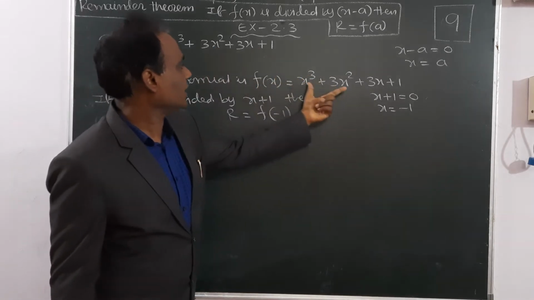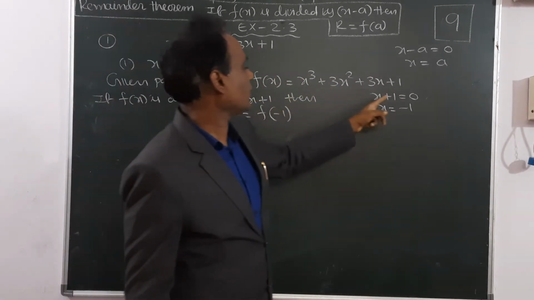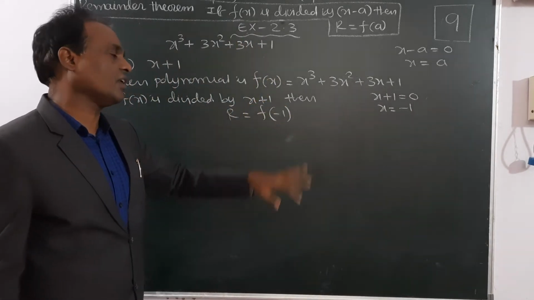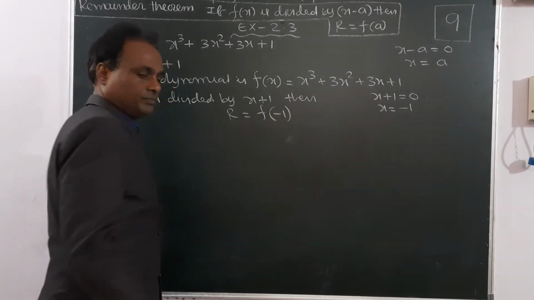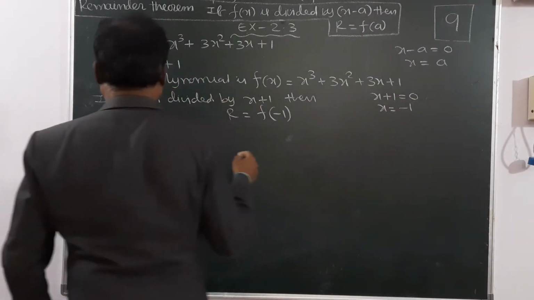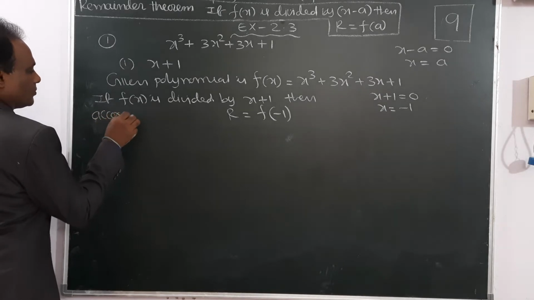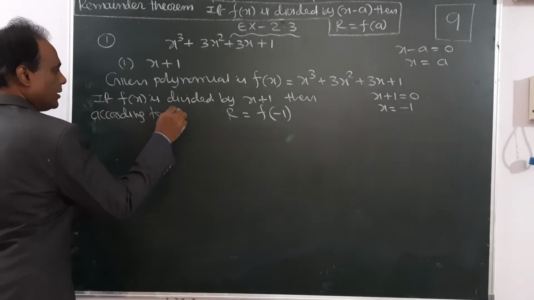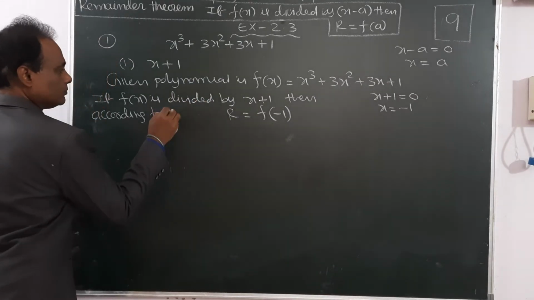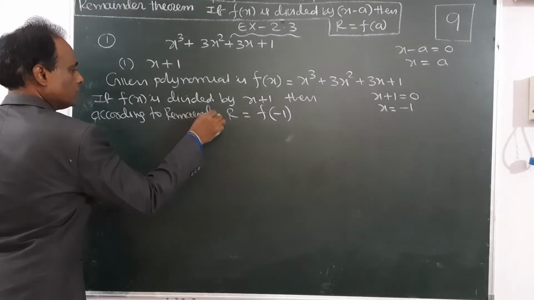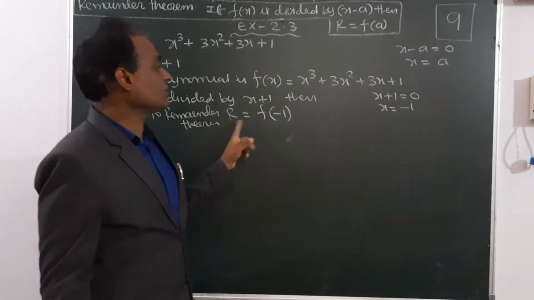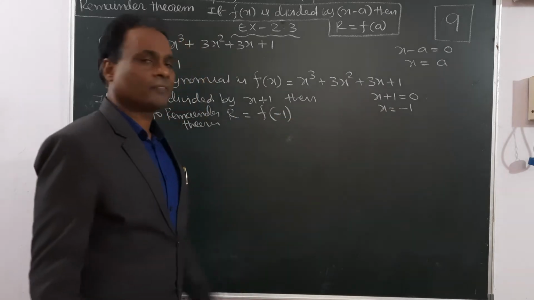The given polynomial is written here. This x plus 1 should be equated to 0. Find the x value. So the statement is, f of x is divided by x plus 1, the remainder is f of minus 1. This is according to the remainder theorem. You can write it in full also. According to the remainder theorem, the remainder will be f of this x value. That is the remainder theorem.